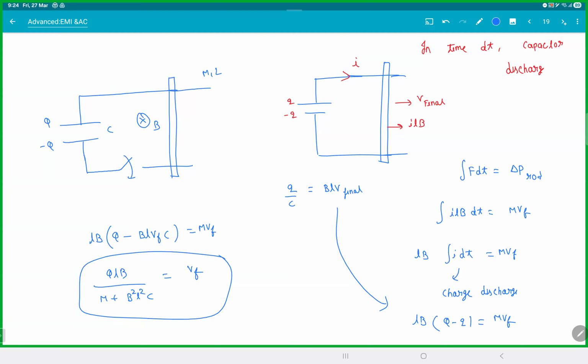Basically, I made R tending to 0 here. Clear with this? So this is the same question. I just added a resistor. It became a little more complex, but this was an easier one. So we actually use an impulse kind of thing here.